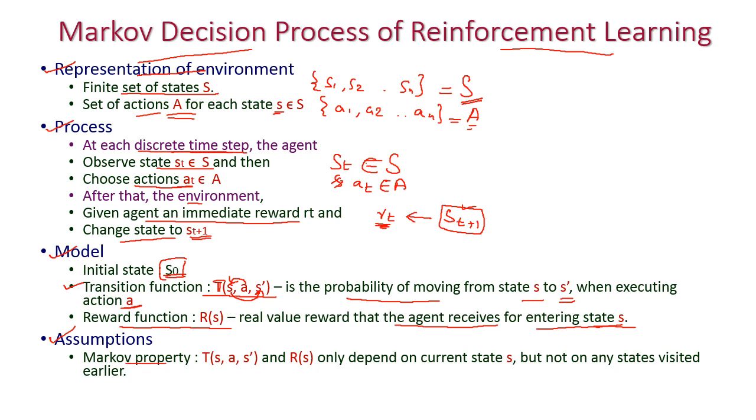And the next one is the assumption. This is the Markov property. In the transition S, A, S dash, the state changes to S dash when executing this action in this particular state, and the reward depends only on the current state, but not on any state visited earlier. This will not affect the previous states, but the reward will be given only at the current state.